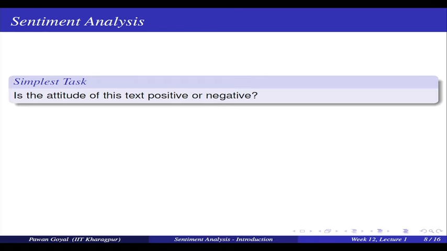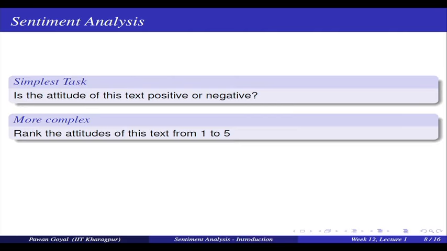So the simplest task would be, you are given a text and is the attitude positive or negative. That's the simplest task, and you will see most of the works are done for this simple task. And if you want to make it more complex, you will say, okay, all these attitudes are there, can I give them some sort of score? So I score them in the range of 1 to 5. 1 might mean very negative and 5 might mean very positive.